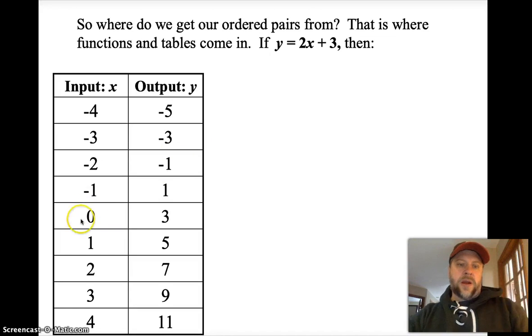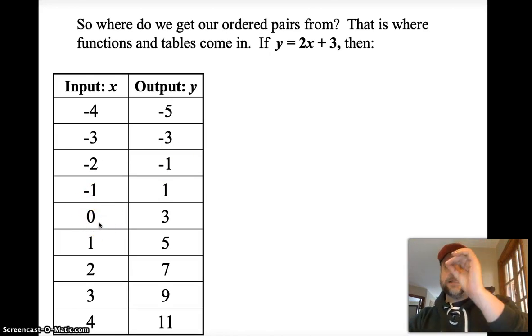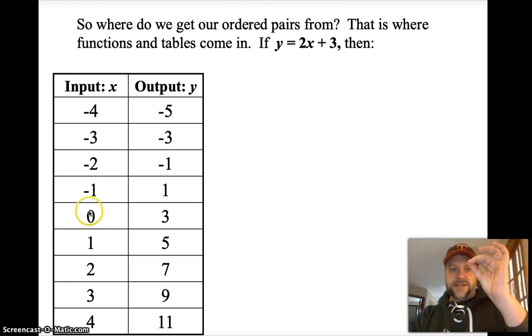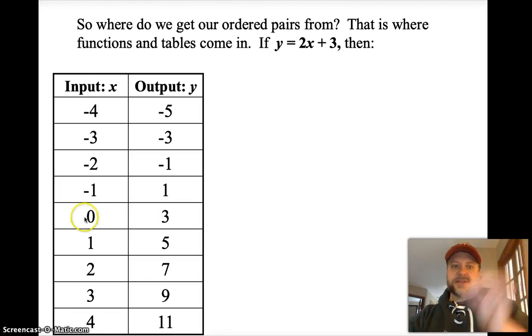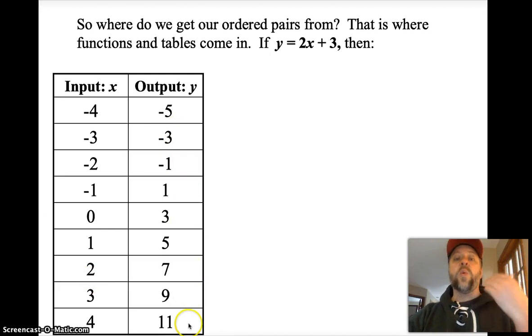And if you remember correctly, we've done the 0 case. Remember, if x is 0, then 2 times 0 is 0, and we add 3, and we're going to get plus 3. So that's where all of these numbers come from. That's just picking some input values and getting some output values out of that. We've done this. We have practiced this a few times.